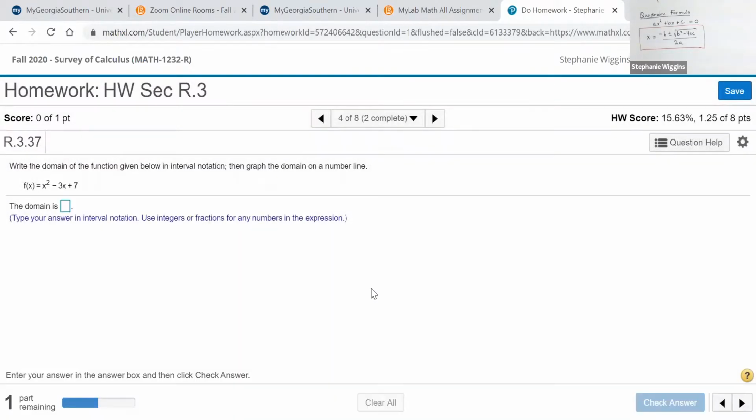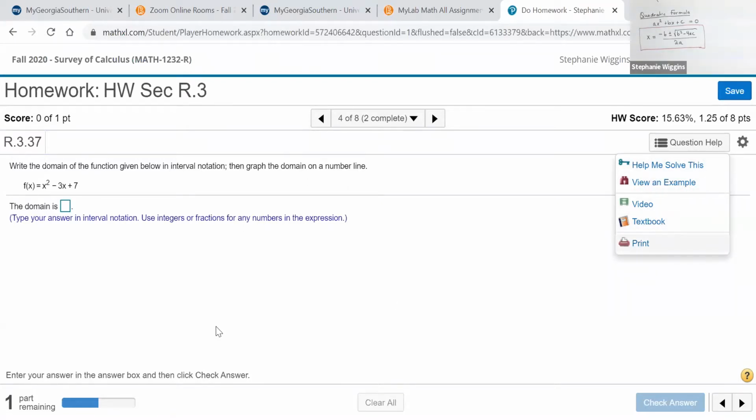If you get stuck in a problem, remember this is the question help button right here. You can click on that. They have help me solve this. You can view an example, or you can watch a video, or it'll take you into the textbook right where that topic is. And so you can go to the textbook if you want to do that. So it has several choices here for you.